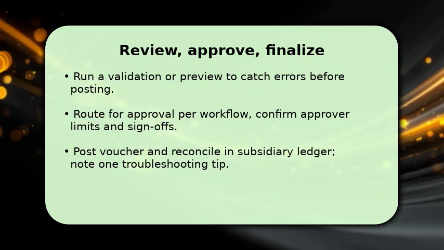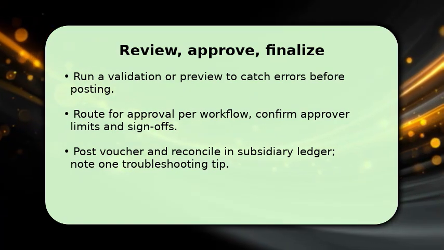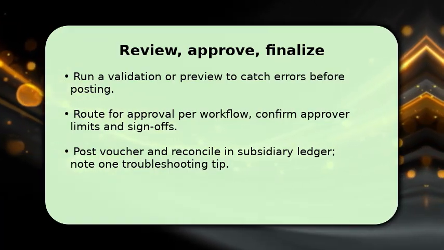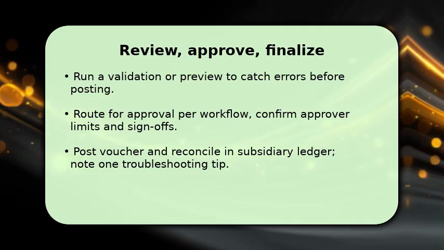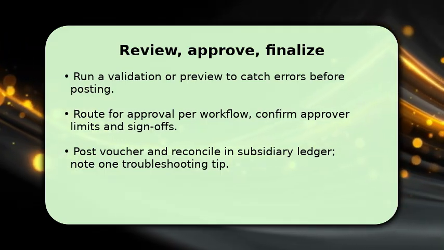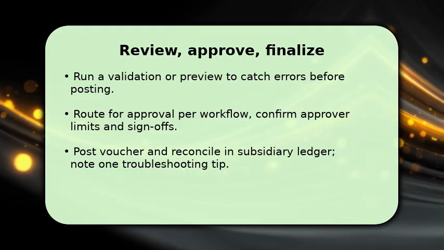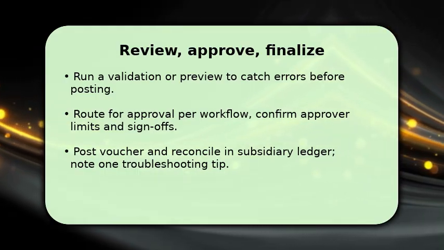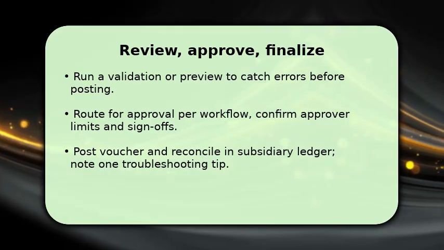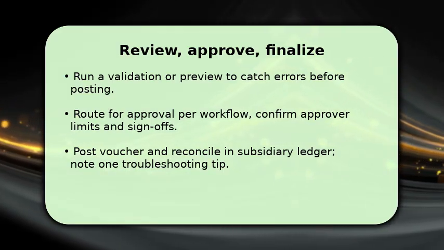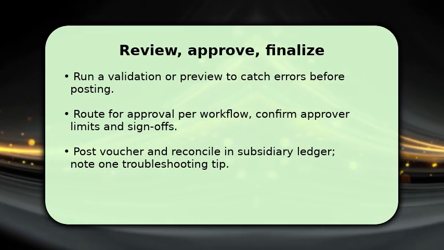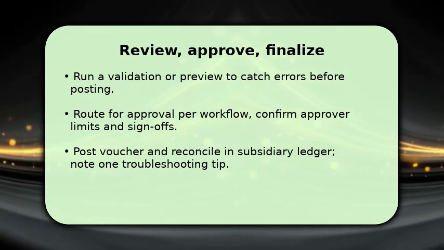Finally, you validate and route the voucher. Run a preview to catch missing fields or imbalance, then submit it through the approval workflow while confirming approver limits. Once approved, post to the ledger and reconcile the subsidiary account so the cash and GL agree. If posting fails, check for locked periods or invalid GL codes, fix the small data error, and retry. You'll finish with a clean posted entry and documentation that supports audits and monthly closes.